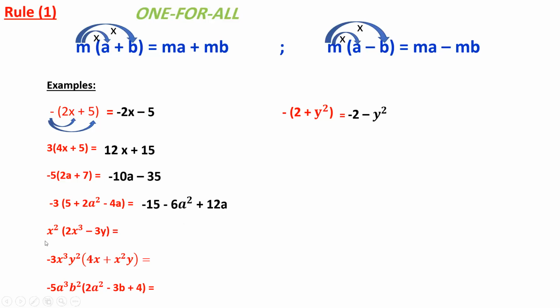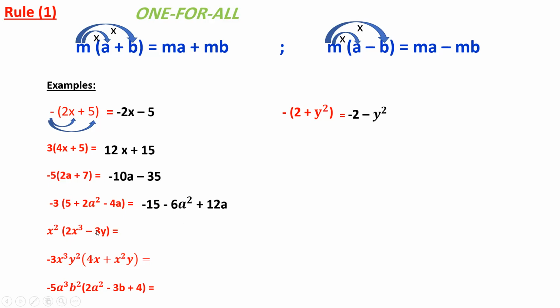Now x squared is multiplied by everything inside. So positive times positive is positive. Here the coefficient is 1. 1 times 2 is 2. x squared times x cubed: we keep the variable x and we add exponents. 2 plus 3 is 5. So the answer is 2x^5.